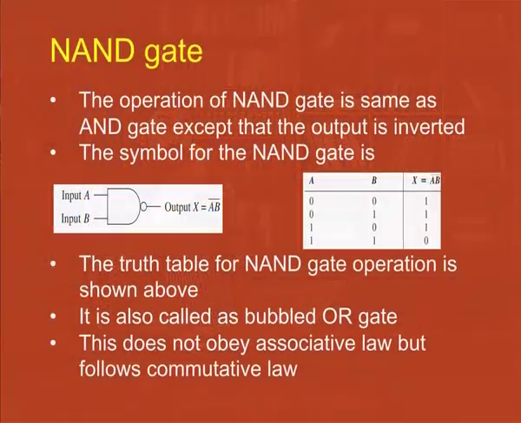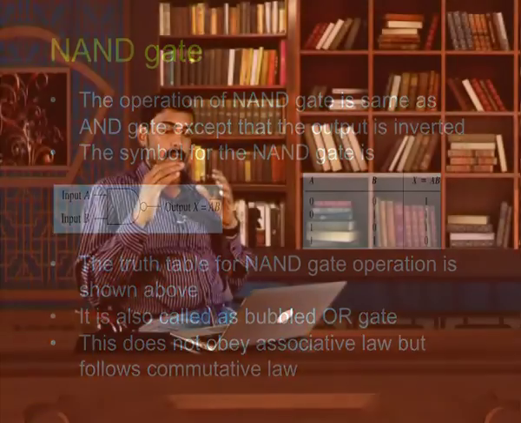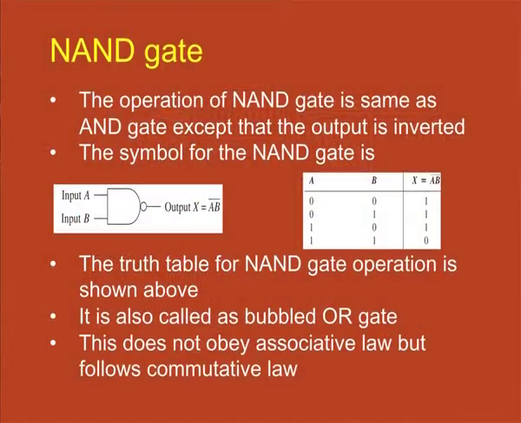The symbol for NAND gate is the following given in the slide, where we have shown a 2 input NAND gate. The input A and input B give rise to an output X, and mathematically we can write the output X is equal to (A dot B) bar, and this bar represents the complementary output that we obtain if we compare with the AND gate output.